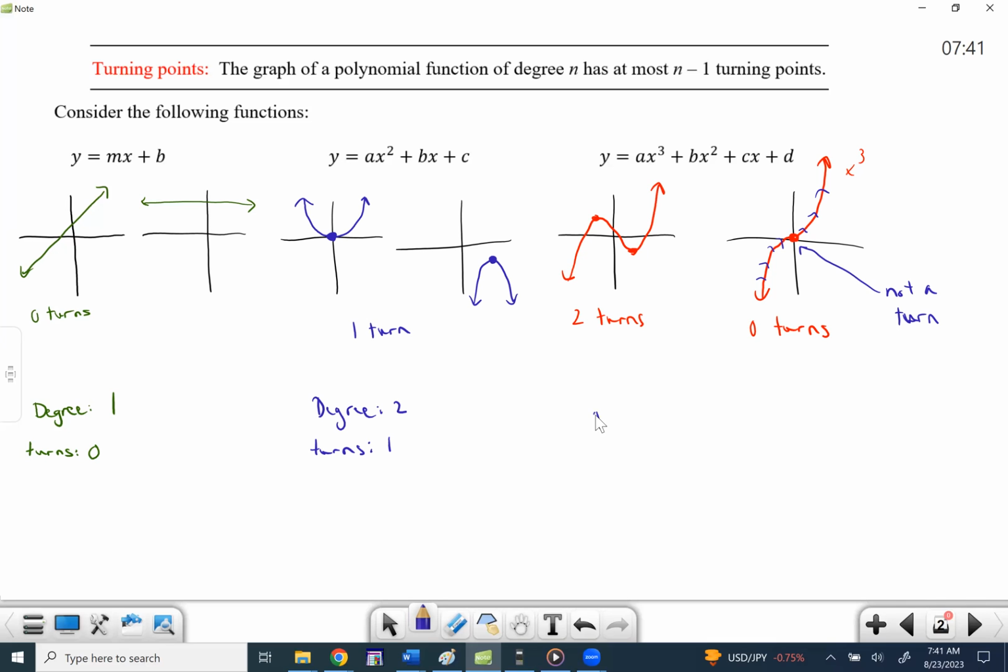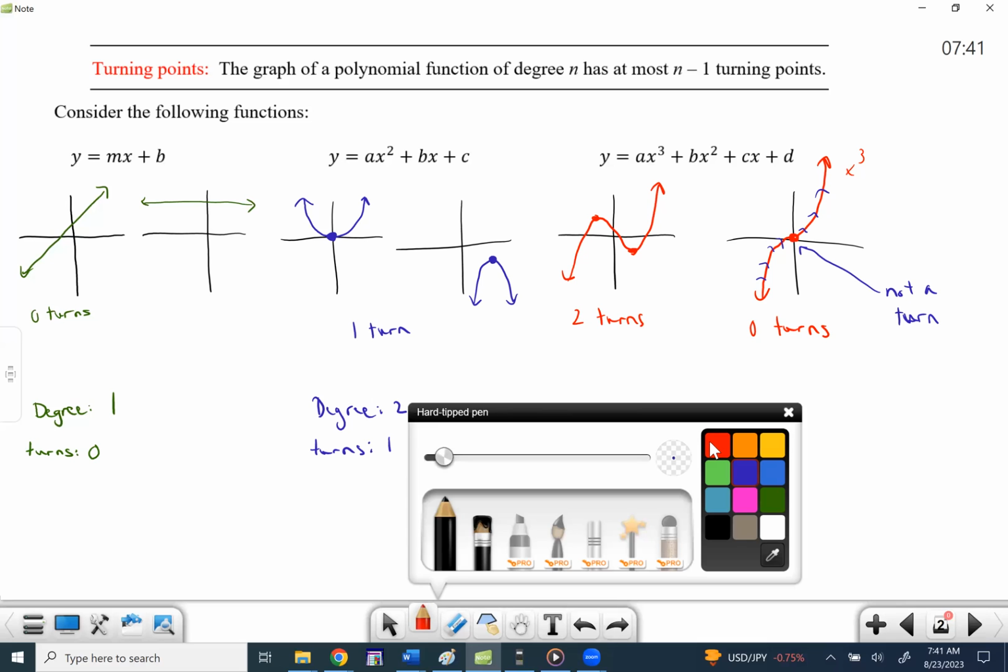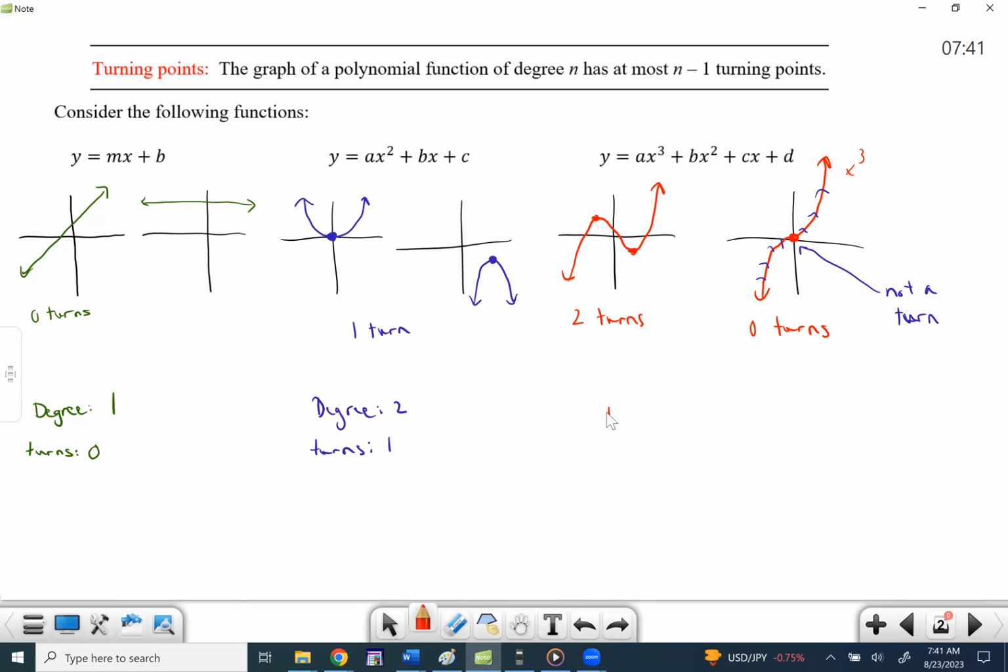So this was a degree 3 polynomial. And then the number of turns that we got, well, one was 0 and one was 2. So this is why you can see, well, it's not always one less. Like this is 3 and this one's 2, that matches. But we have this 0 here. And so that's why the words at most n minus 1 are important, because it might be that it's not necessarily one less. It could be any number less than 3.